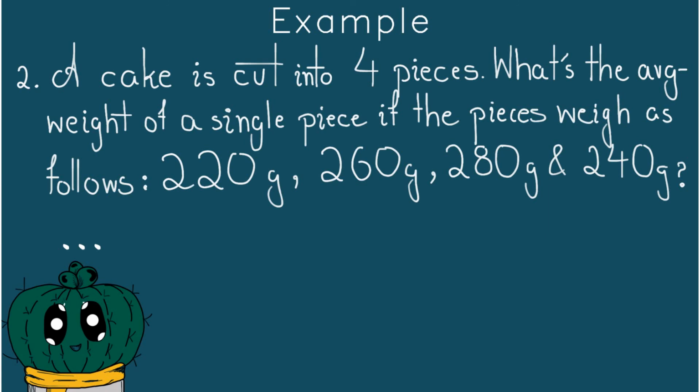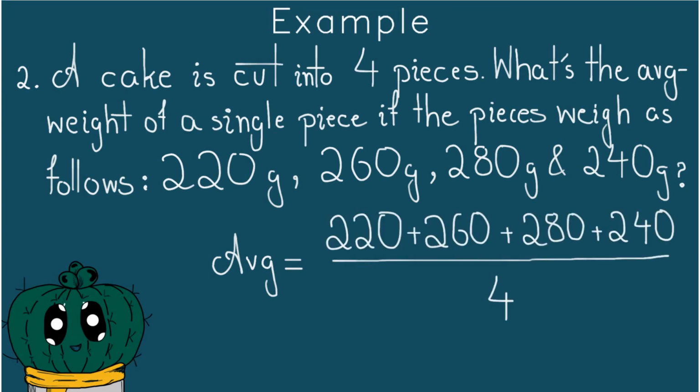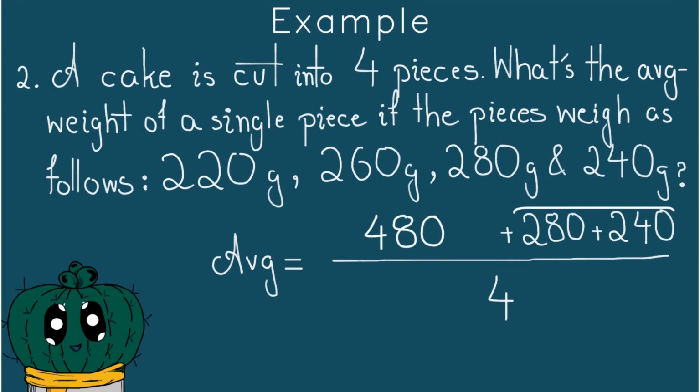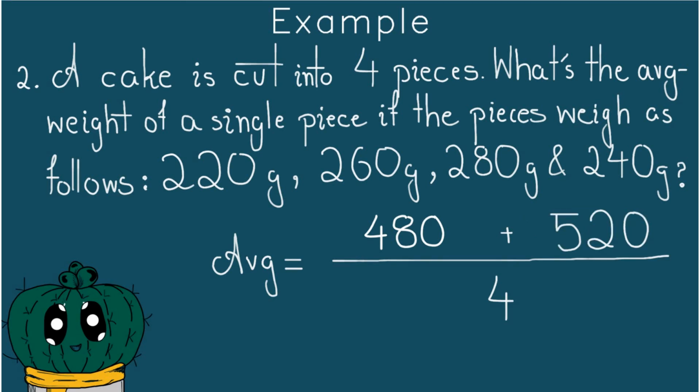Now, what we want to find out is the average weight. The way you're going to do this is by having all of the exact weights added together in the numerator, and then all of that being divided by the pieces of cake that we have, 4 in this case. Okay? So let's go ahead and solve this part first. So 220 added to 260 gives us 480. And 280 plus 240 gives us approximately 520. Okay? Now let's go ahead and solve this one.